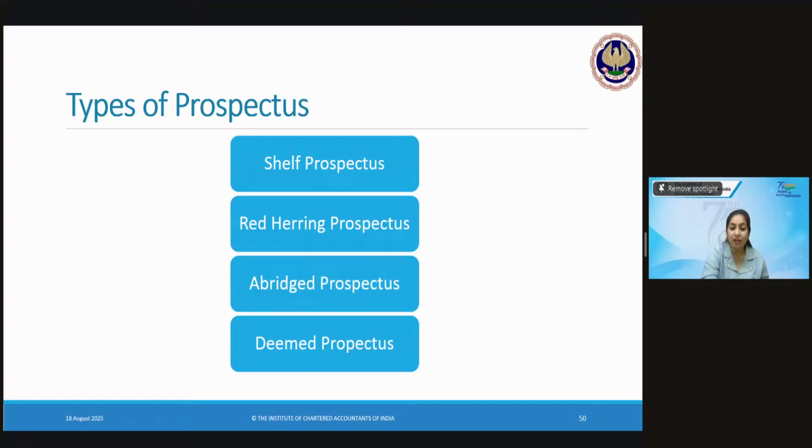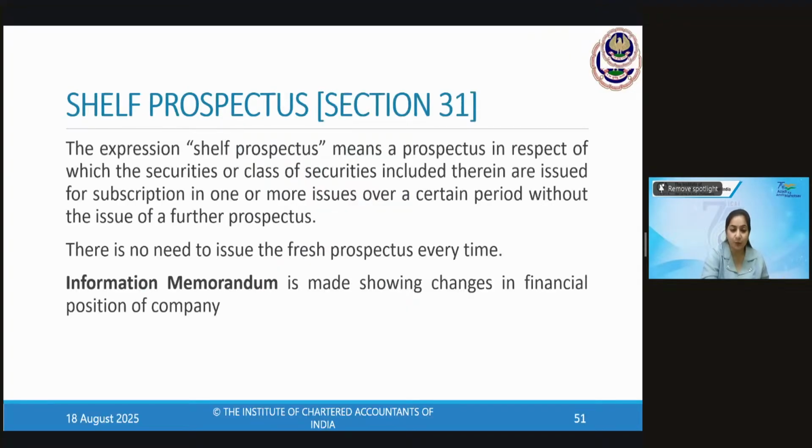And then we did shelf prospectus, red herring, and abridged prospectus. Let's have a quick recap. Section 31. What was shelf prospectus, children? If I am planning to issue the securities again and again, then SEBI notified companies can issue a shelf prospectus, and every time there is no need to have a fresh prospectus. Then what does the company need to issue every time it is coming up with additional subsequent shares?